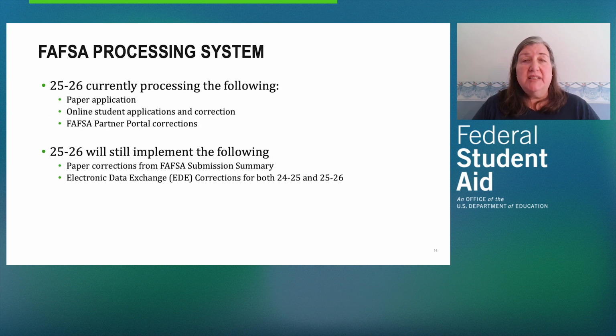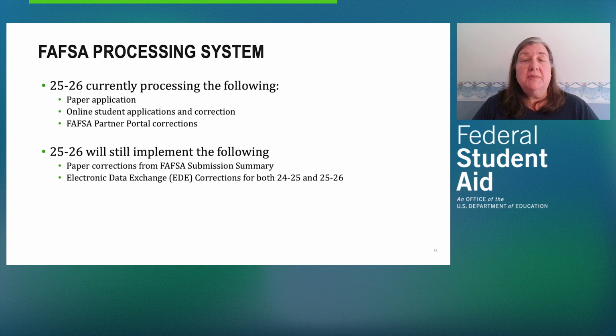So for 25-26, we are currently processing a couple of different sources of applications. For the online FAFSA, we are allowing students and their contributors to submit initial applications, and they can make corrections. We are also processing 25-26 paper FAFSA applications. Those are both in English and Spanish. And in FAFSA Partner Portal, our financial aid administrators have been able to make corrections to 25-26 applications. So those are all the items that are currently available.